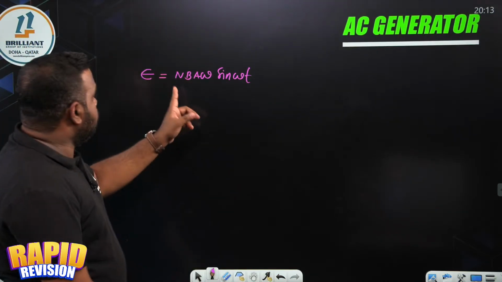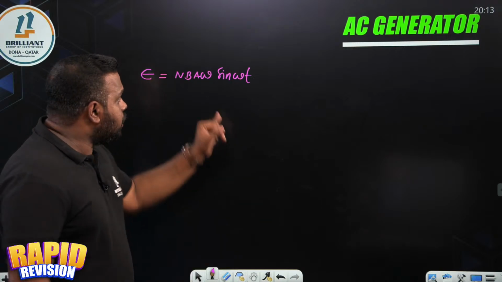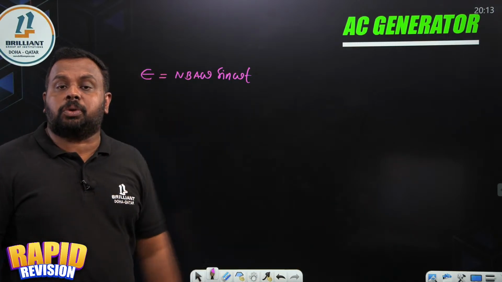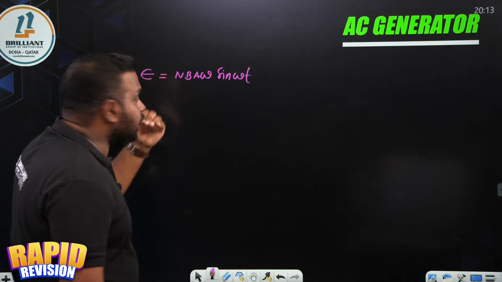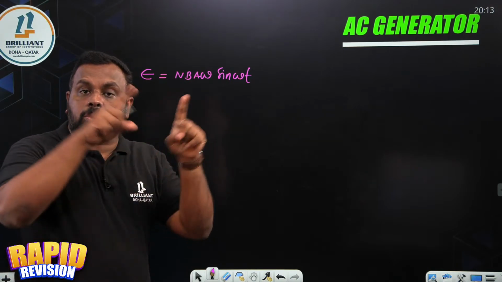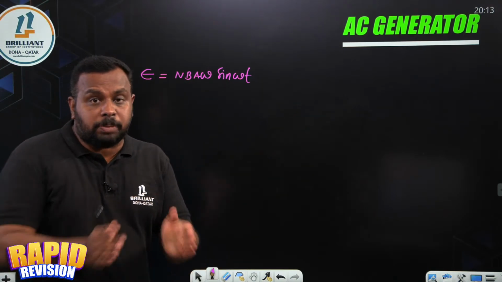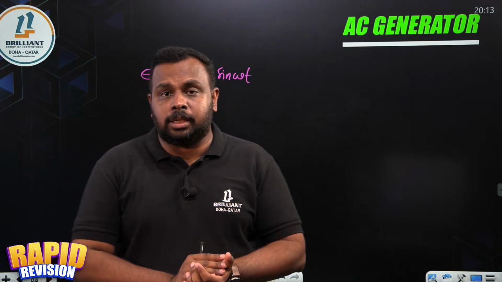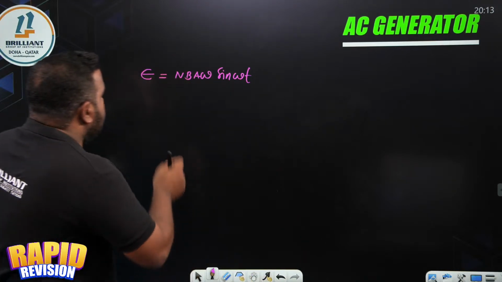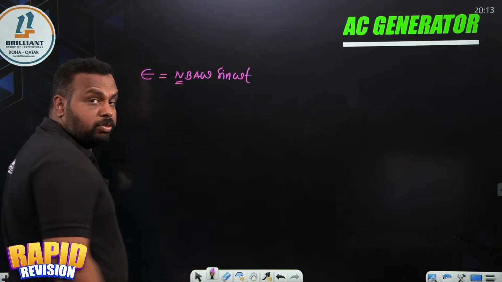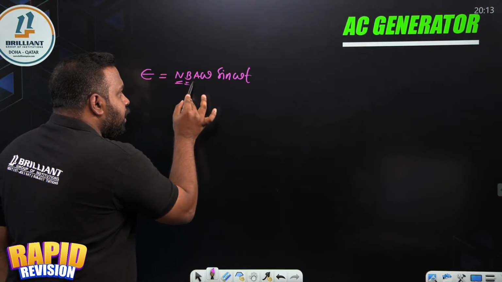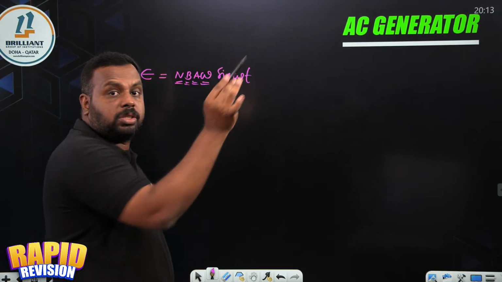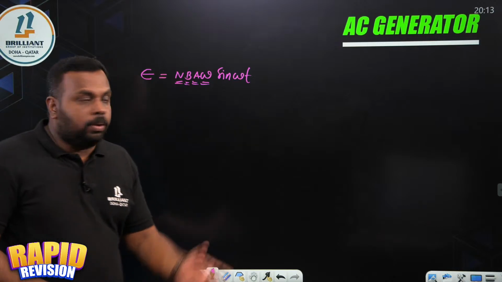Yeah, listen. So E is equal to NBA omega sin omega t. This is the expression for the EMF. And show the graphical representation of alternating current also. Based on the marks only you have to write the answer. Okay, yes. Here, what is N? N is the number of turns, B is the magnetic field, A is the area, and omega is the angular velocity of the coil. T is the time.